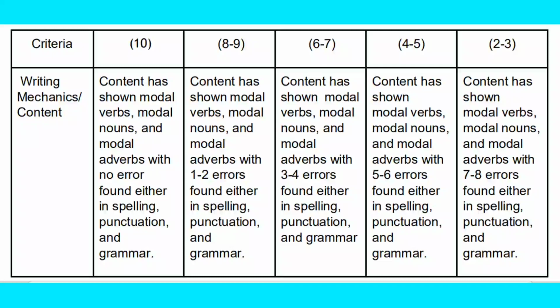6 to 7 points. Content has shown modal verbs, modal nouns, and modal adverbs with 3 to 4 errors found either in spelling, punctuation, and grammar. 4 to 5 points, content has shown modal verbs, modal nouns, and modal adverbs with 5 to 6 errors found, either in spelling, punctuation, and grammar. 2 to 3 points, content has shown modal verbs, modal nouns, and modal adverbs with 7 to 8 errors found, either in spelling, punctuation, and grammar.